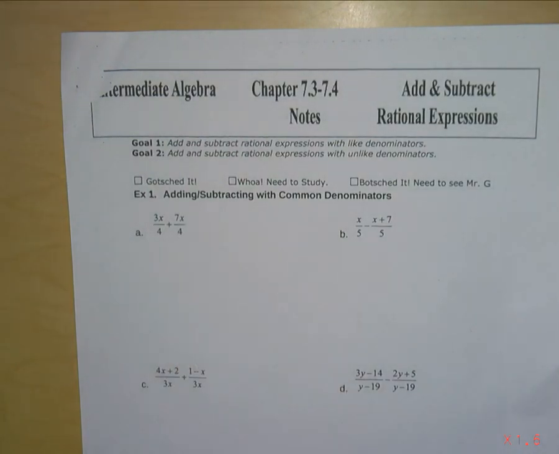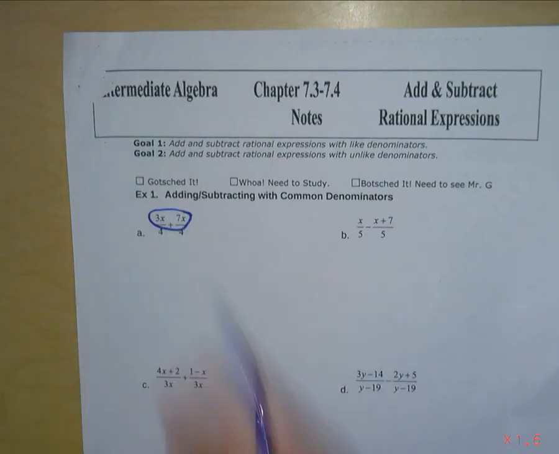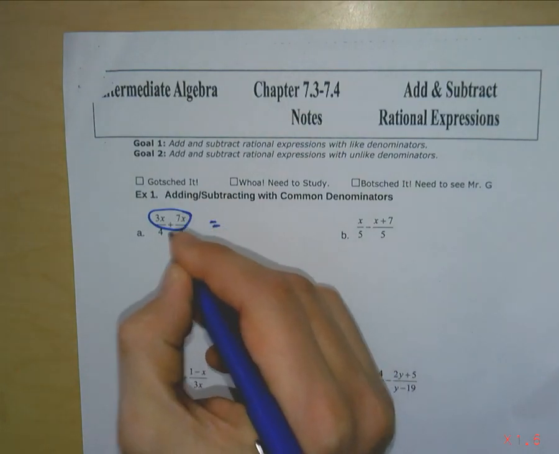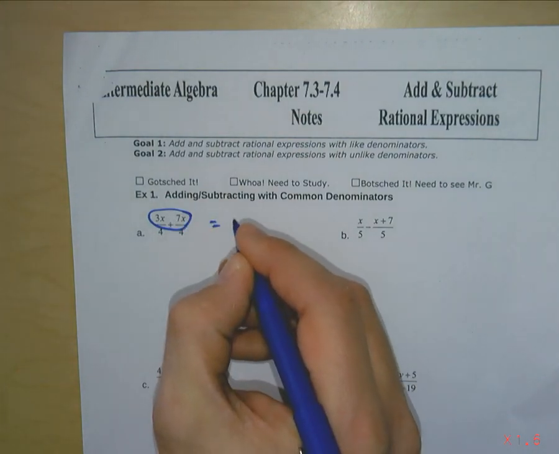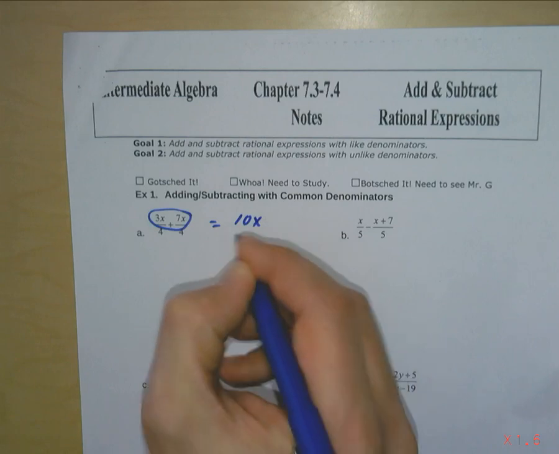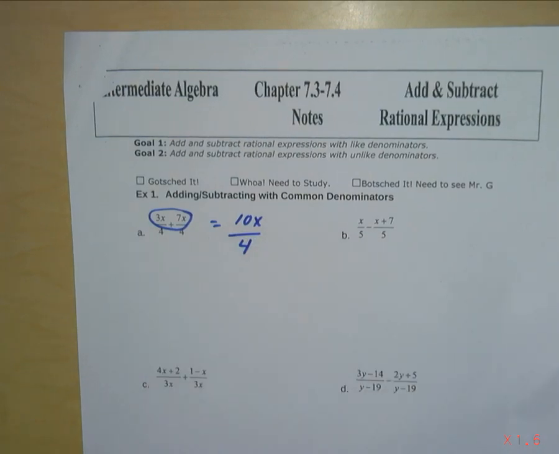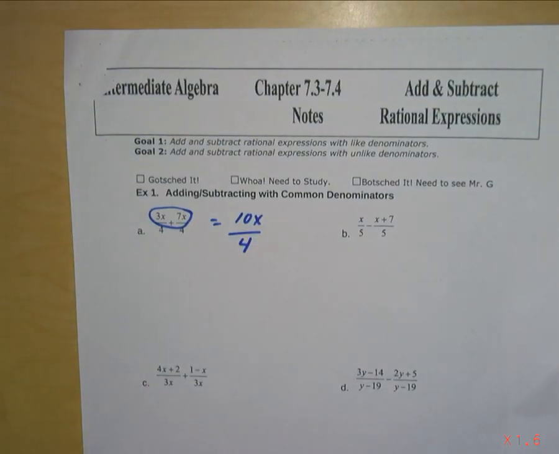Okay. So when I take a look at the first one, I've got 3x over 4 plus 7x over 4. Well, I have common denominators, so all I have to do is add the tops, right? So on the top, 3x plus 7x is 10x. And then leave the bottom, it's over 4.